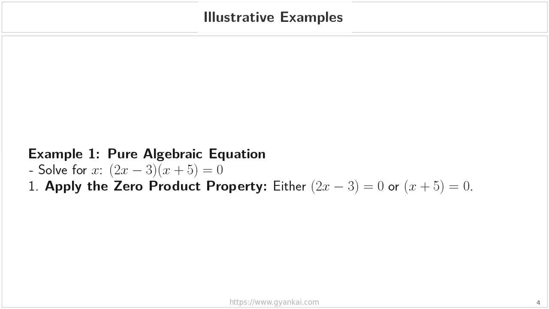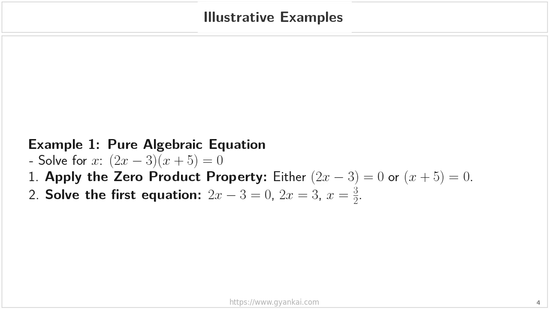Since the product of these two brackets is 0, we know that either the first bracket, 2x minus 3, must equal 0, or the second bracket, x plus 5, must equal 0. Step 2, let's solve that first linear equation. If 2x minus 3 equals 0, we move the negative 3 to the right side, making it 2x equals 3. Then, we divide both sides by 2, which gives us x equals 3 over 2.